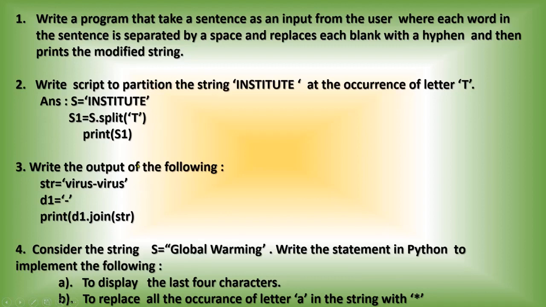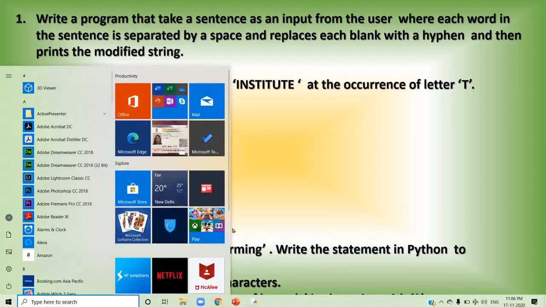See the next question: write the output of the following. Here I just use the join method, which we already studied. The join method will join the characters of the string with the specified character. See, this is str equal to virus, d1 is the hyphen, and print d1. I'll try out that one.